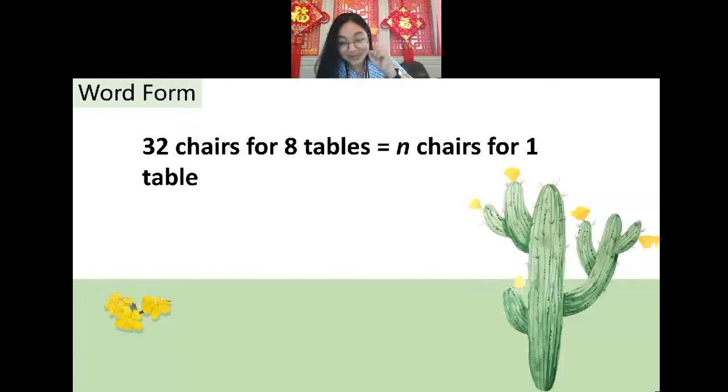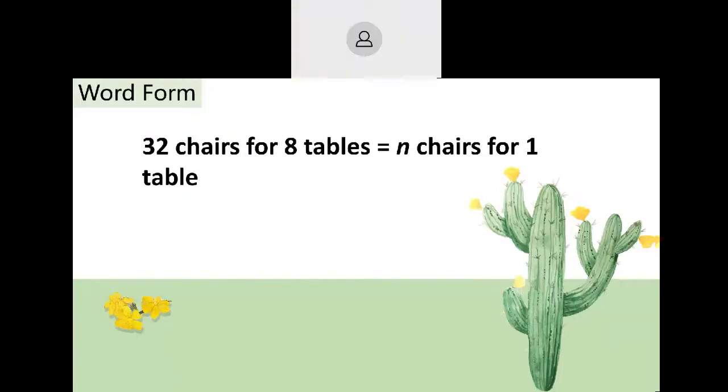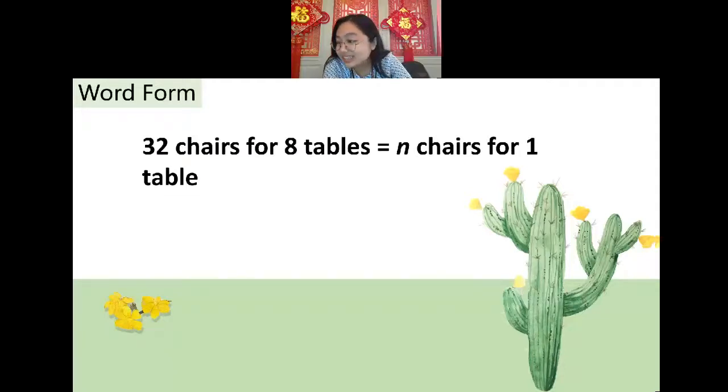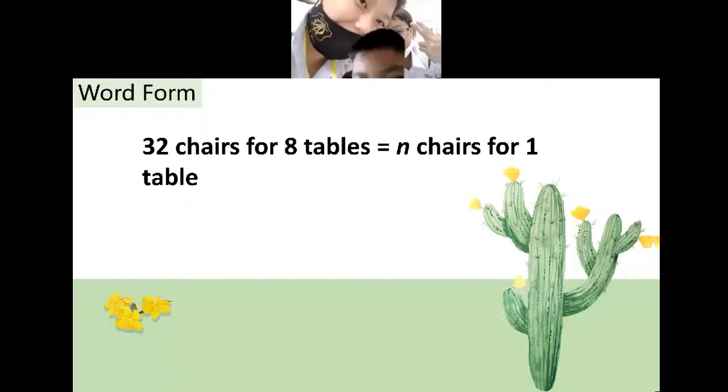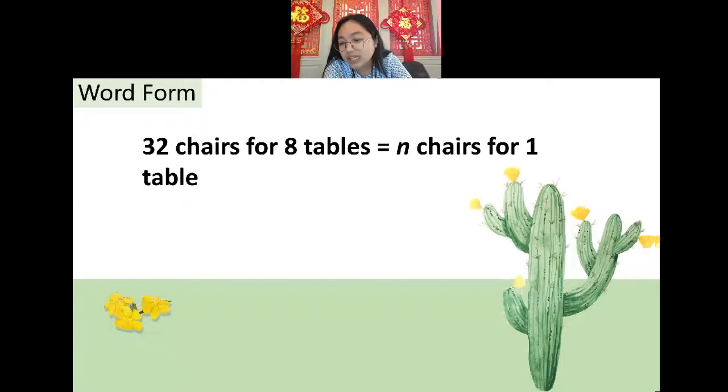Okay, let's call room 1, number 18. Room 1, number 18, comment or chat your answer. What is the colon form or the fraction form of 32 chairs for 8 tables and n chairs for 1 table? What do you think? Number 45. Where is the student that I'm calling? Who wants to answer?